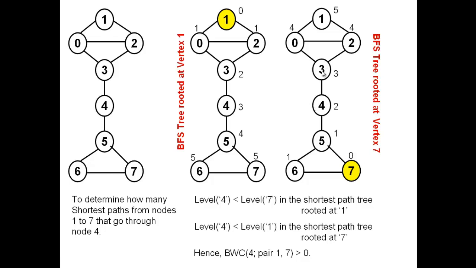So what we want to find is the betweenness fraction of vertex 4 with respect to the node pair 1, 7. So let's look at the breadth first search tree starting from vertex 1. This actually indicates the level number. So the level number of 4 is 3, and which is of course greater than the level number of vertex 1, the root, which is 0.